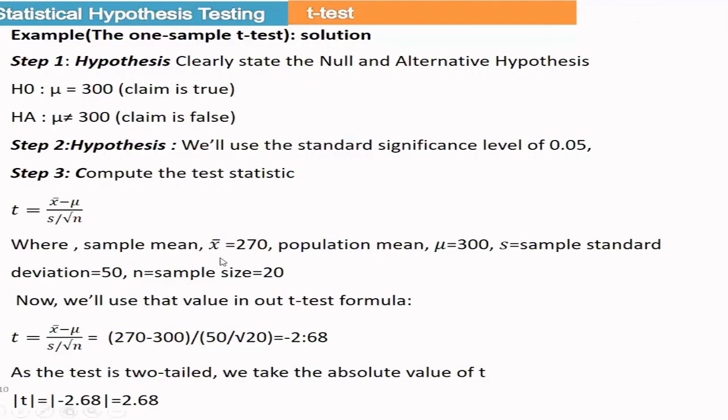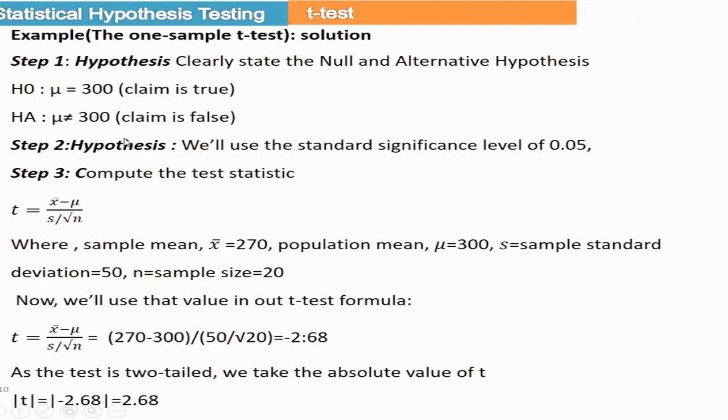So now put in all the values. The mean from the sample is 270. The population mean is given as 300, the sample standard deviation is also given as 50, and the sample size is 20 batteries. All are given in the question paper. After putting all the values in the formula, you will get the value of t as minus 2.68.